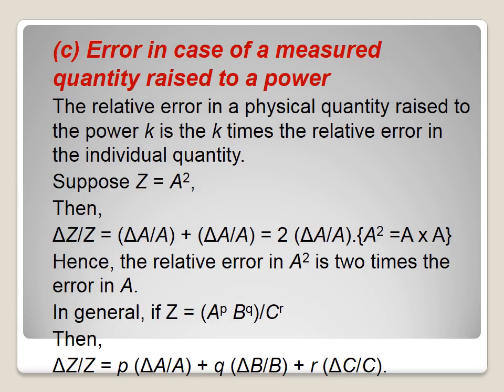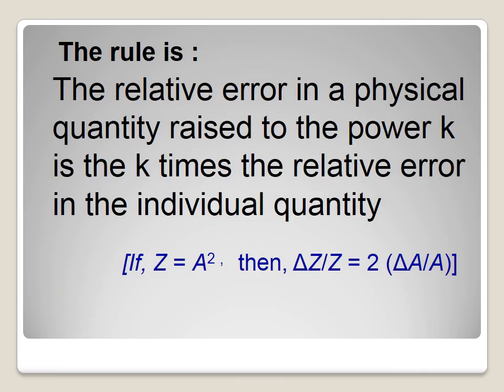If Z is equal to A to the power P, B to the power Q, divided by C to the power R, then delta Z by Z is equal to P into delta A by A plus Q into delta B by B plus R into delta C by C. Once again, I repeat the rule which shows the property in this operation: the relative error in a physical quantity raised to the power k is k times the relative error in the individual quantity.